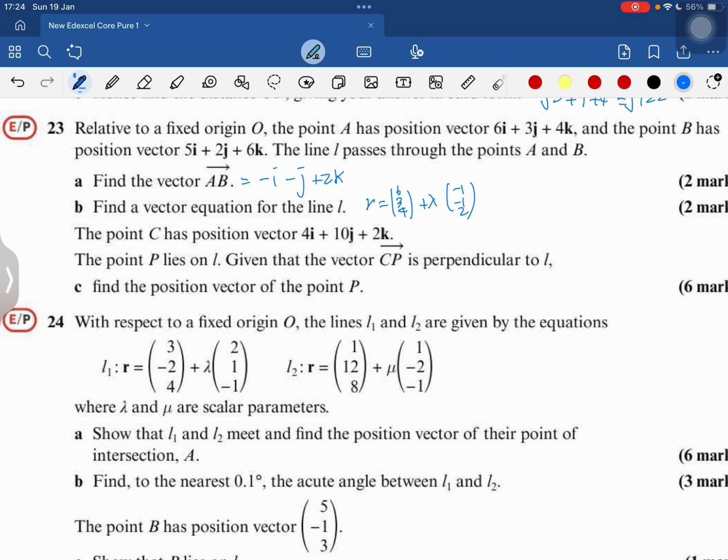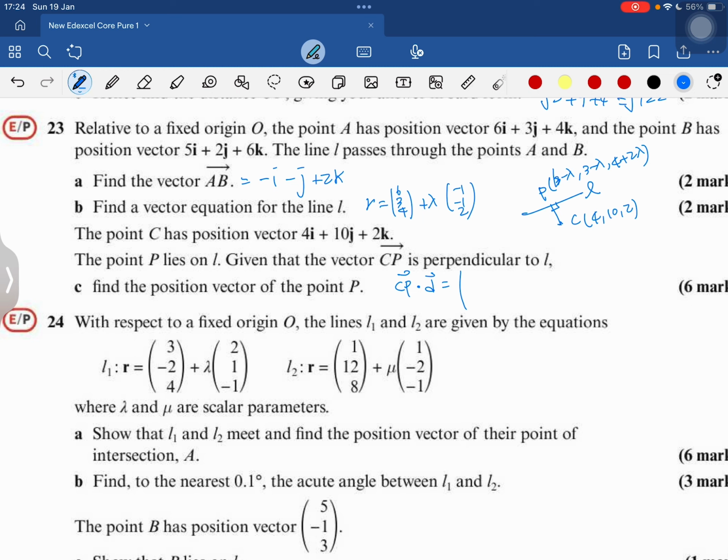Point C has position vector 4, 10, 2. Point P lies on L. Given CP perpendicular to L. Okay, so P lies on L. This is C and this is P. So P is 3 minus lambda, 6 minus lambda, 3 minus lambda, 4 plus 2 lambda. C is 4, 10, 2. So CP is P minus C. CP dot direction vector should be 0 because it's perpendicular.